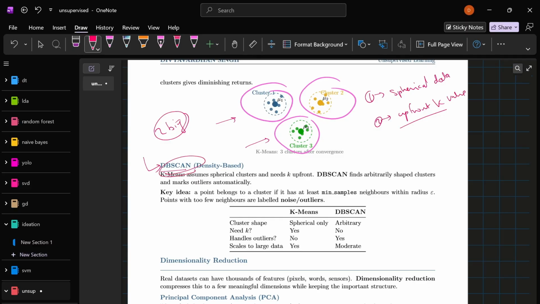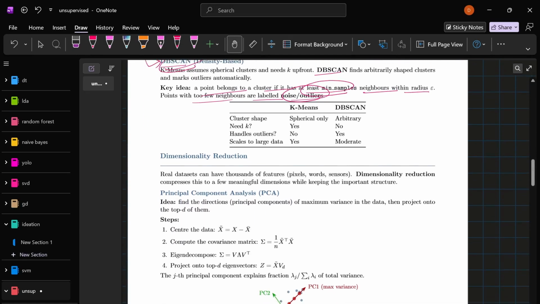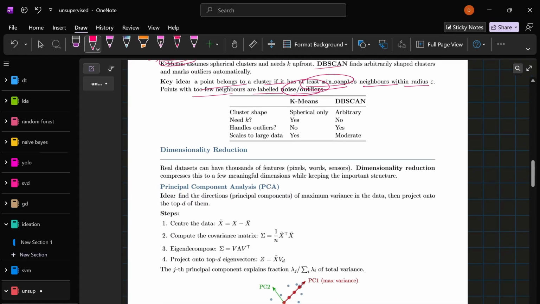The key idea is simple. A point belongs to a cluster if it has at least min_samples neighbors within a radius epsilon. If a point doesn't have enough neighbors, then it is labeled as noise. So in this process, it grows clusters from denser areas and automatically labels the points as outliers or not. There is no need for k.